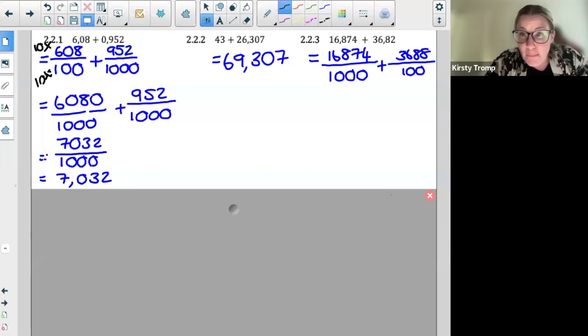Okay. All right. So what do I need to do? I need to get a common denominator. That's my goal here. So what is going to be my common denominator? I see Itandile's got her hand up. Itandile, what's my common denominator? Your common denominator is 1000, ma'am.